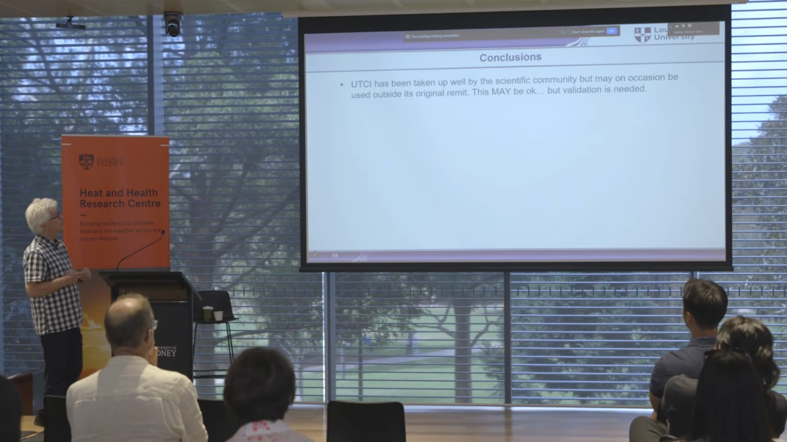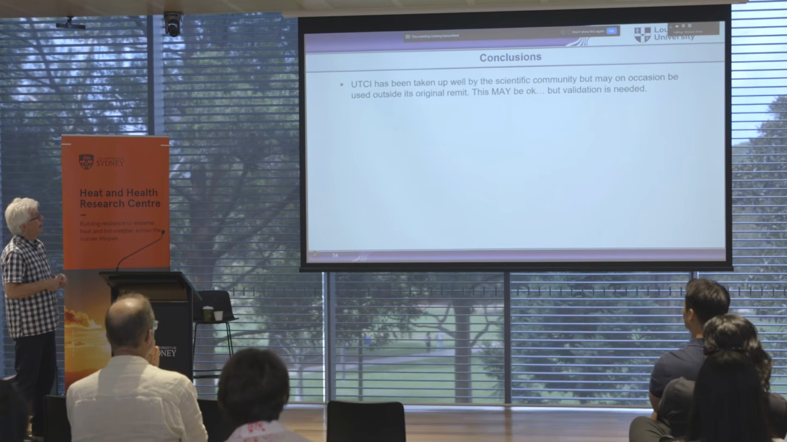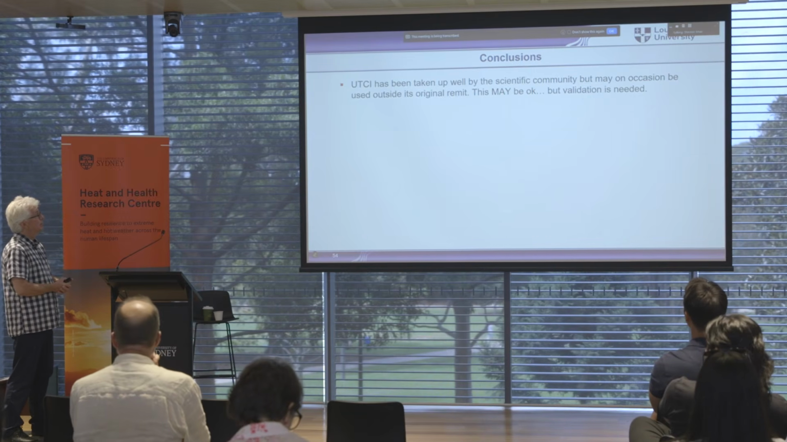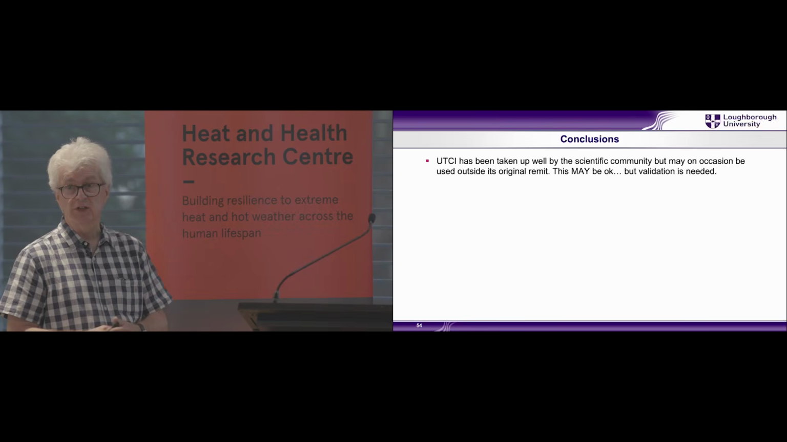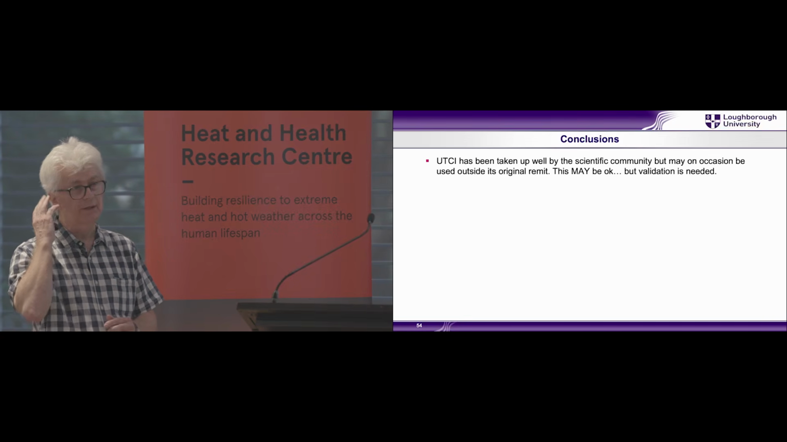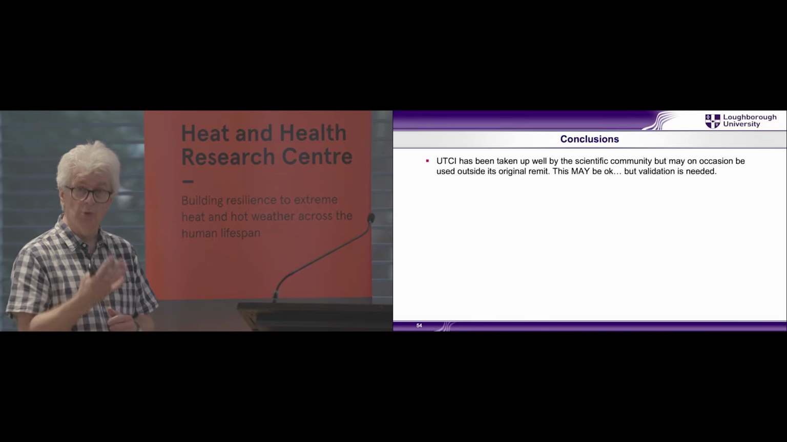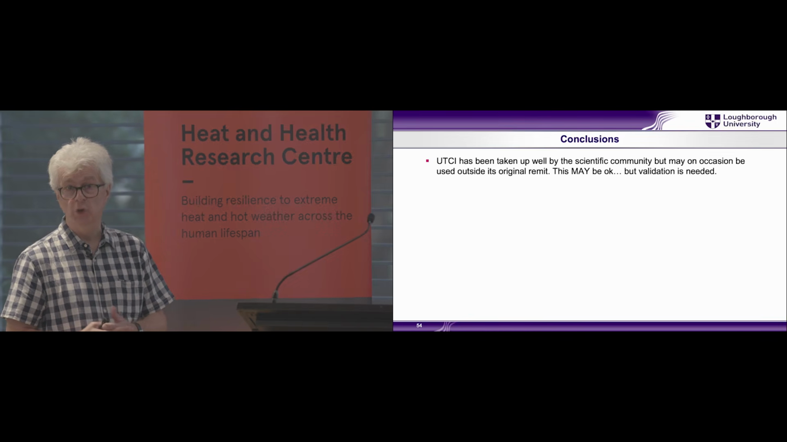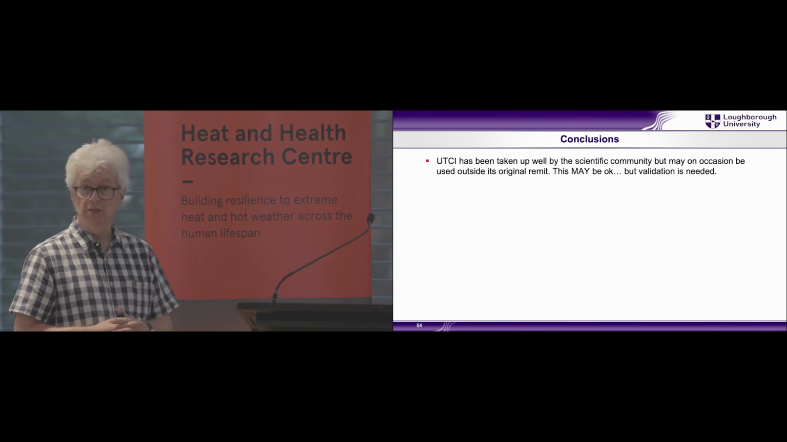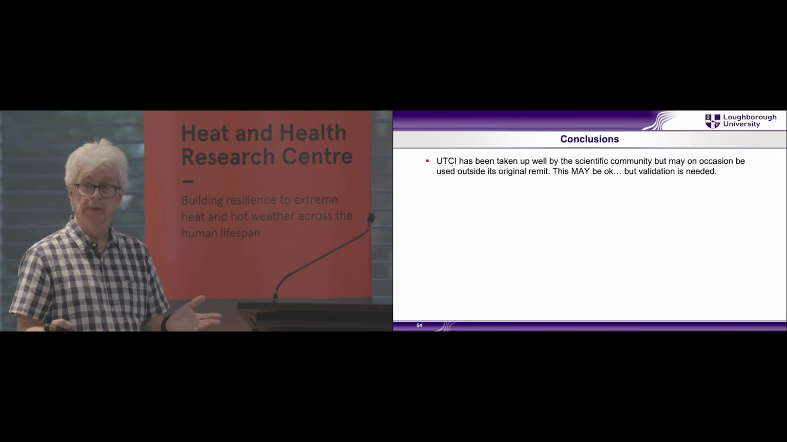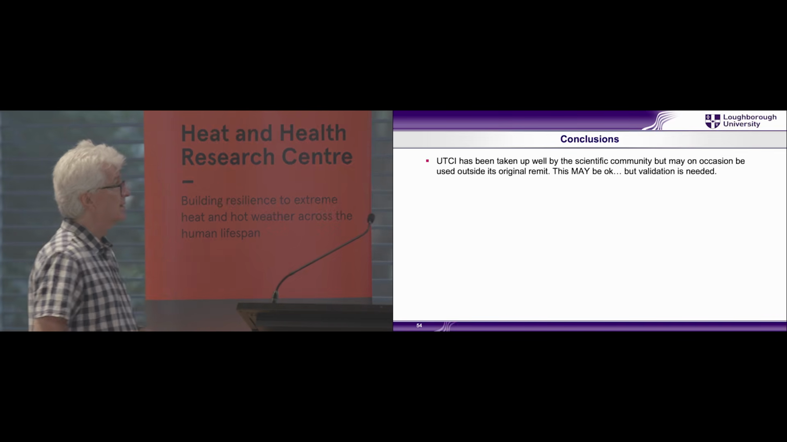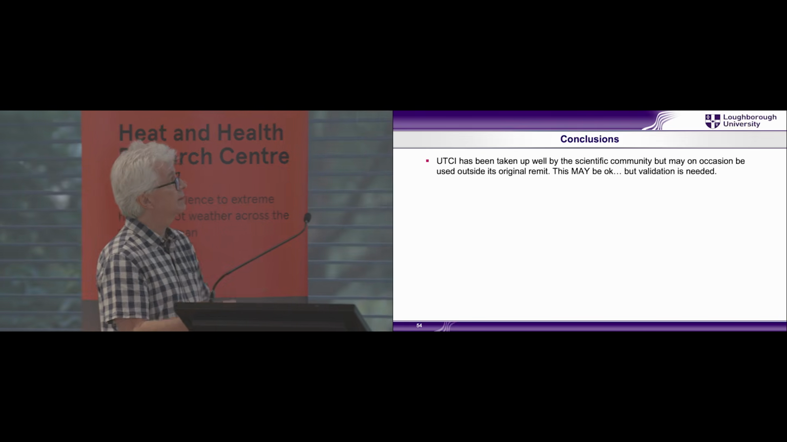So, conclusions. We're very happy UTCI is taken up well by the scientific community, but maybe on occasion be used outside its original remit. So always try to think that choices were made at the time, and does that actually match with what you want to do? And if it doesn't match, you can still use it, but think about it. That's the thing. And you might be creating data that we can use to expand the application.